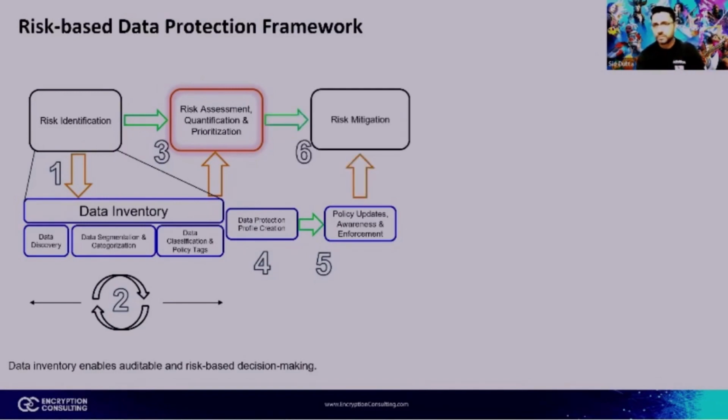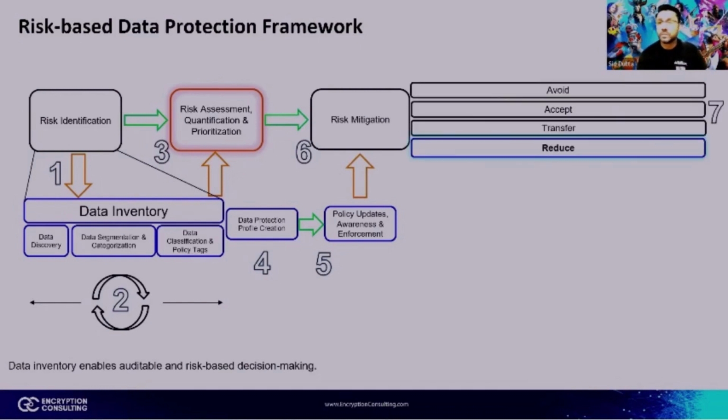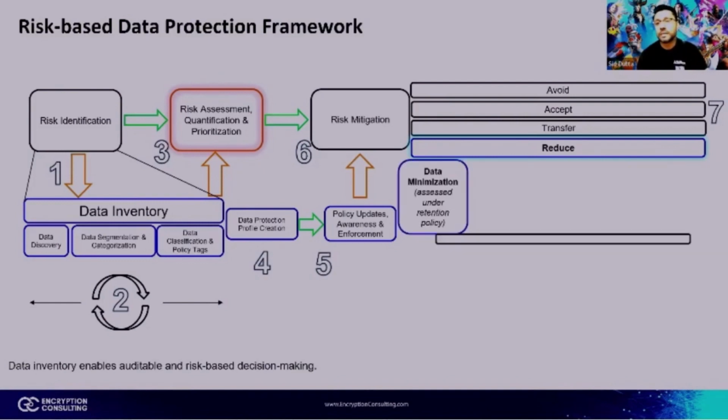So then you get to the risk mitigation, right? Depending on which profile you fit, you are either going to be avoiding the risk, or accepting it, or transferring it. But as we talked about, the focus is around reduction of risk, because in a lot of cases the other three may not be a viable option at all. And in the reduction phase, here you're looking at various strategies, right? You can minimize data. That obviously will be assessed under retention policy.